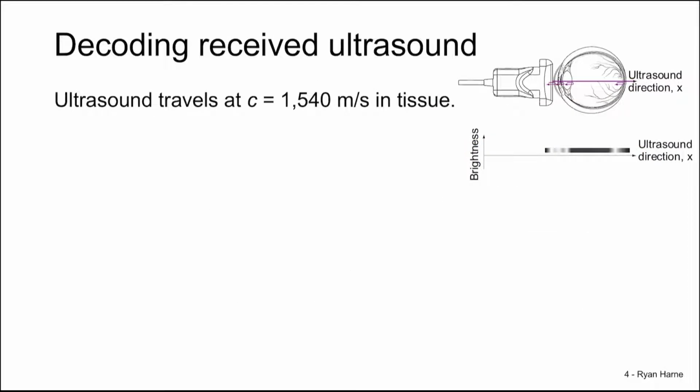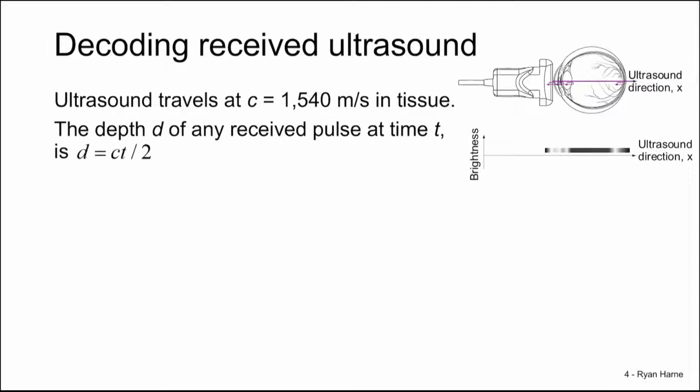So how do we go from one line of brightness to a whole image? Well, knowing that ultrasound travels at a rate of 1540 meters per second in tissue, we know that the depth of any received pulse that's received at time t is given by the product of ct divided by 2, where depth is in meters. And this is due to the fact that we have to wait for the transmitted pulse to be received.